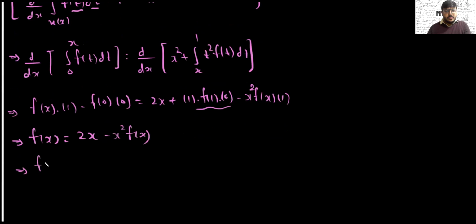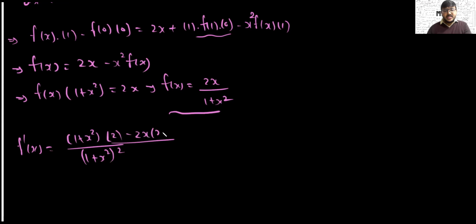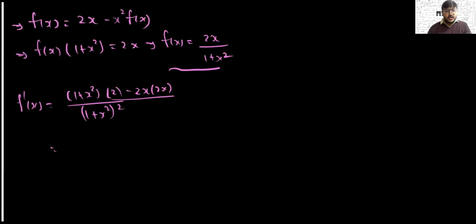So if I want to make f(x) the subject, I will get 1 plus x square equals 2x. Hence, I will get f(x) as 2x by 1 plus x square. Now, once you get this, let's go with the derivative. So f dash x will be the square of denominator as it is, numerator as derivative 2, minus numerator as it is, denominator as derivative 2x. So 2 plus 2x square minus 4x square whole divided by 1 plus x square whole square.